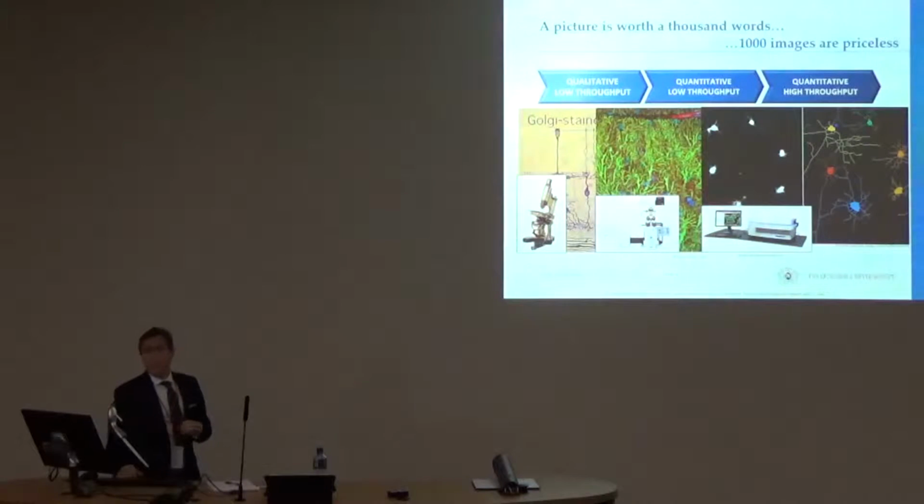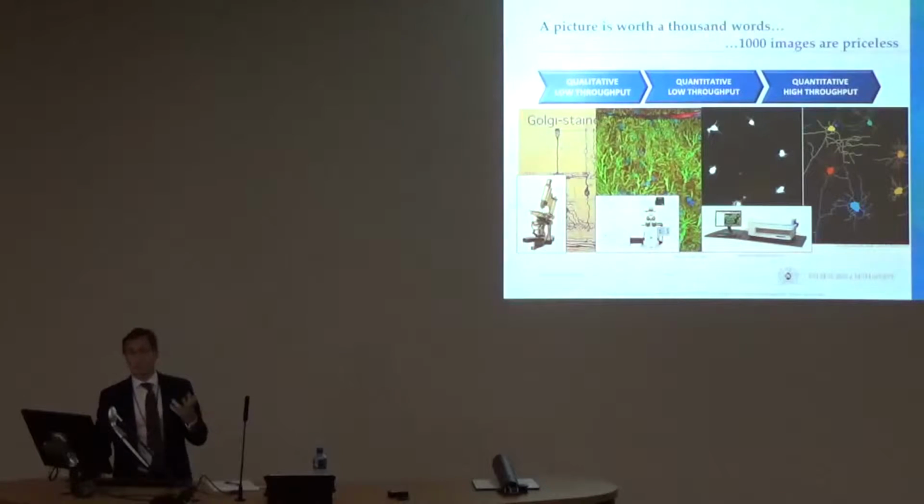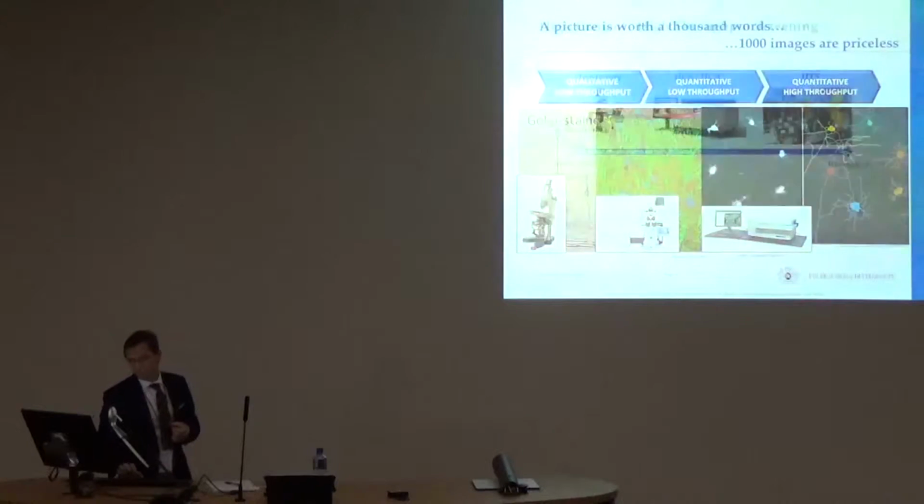Then finally, by the end of the 20th century, they started developing high-content screening systems. And this allowed us to do quantitative analysis in a much more rapid way, with much higher throughput. Which means that we passed from this idea of a picture worth 1,000 words to having the ability to process thousands of pictures in a short period of time. And the amount of information that you can get there is actually priceless.